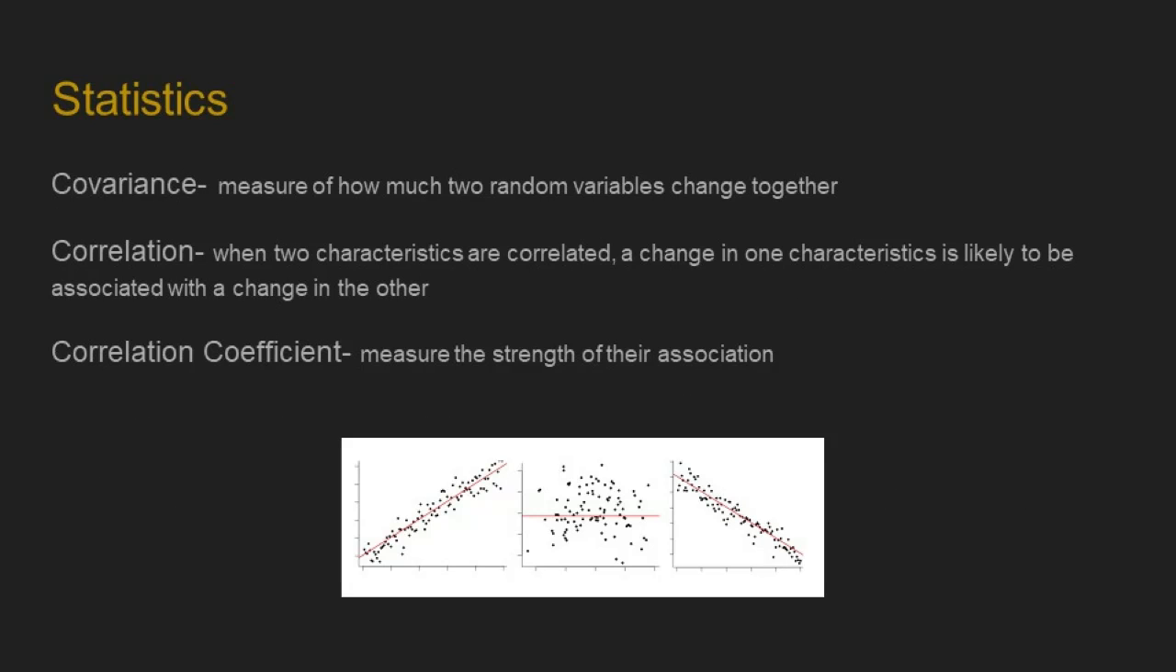Covariance is the measure of how much two random variables change together. Correlation is when a change in one variable is associated with a change in another variable. Covariance is used to quantify the correlation. The correlation coefficient measures the strength of two variables' correlation using their covariance and their standard deviations.